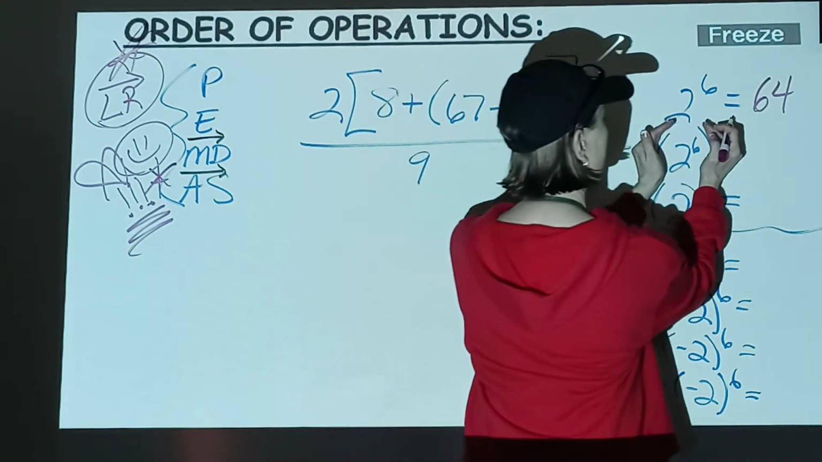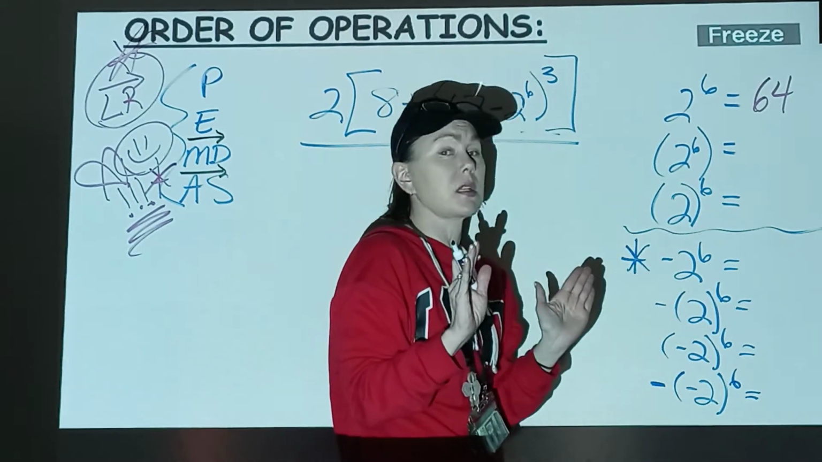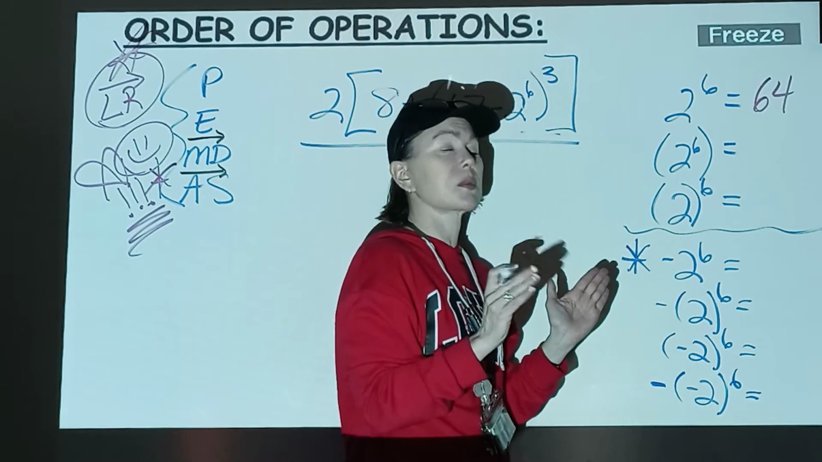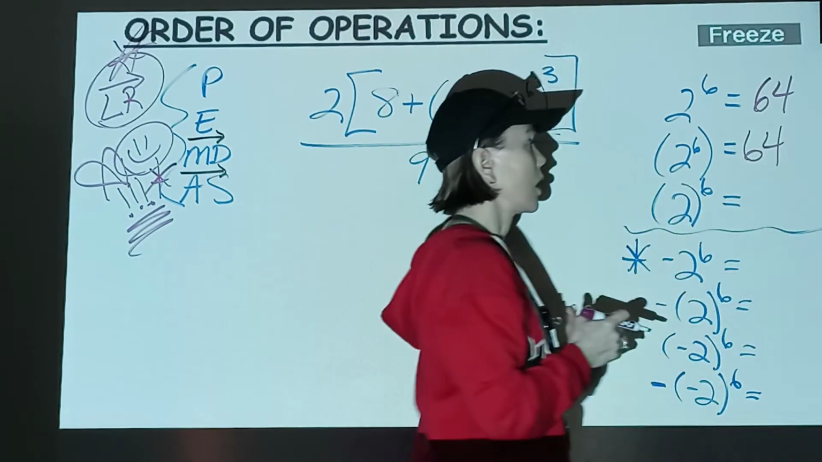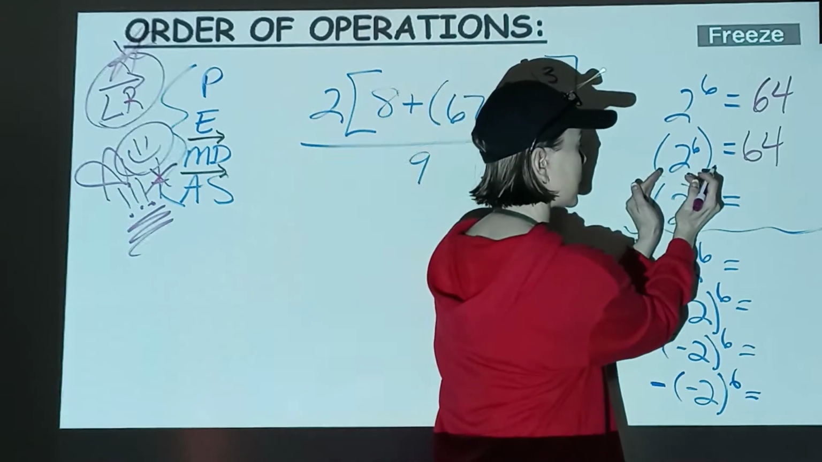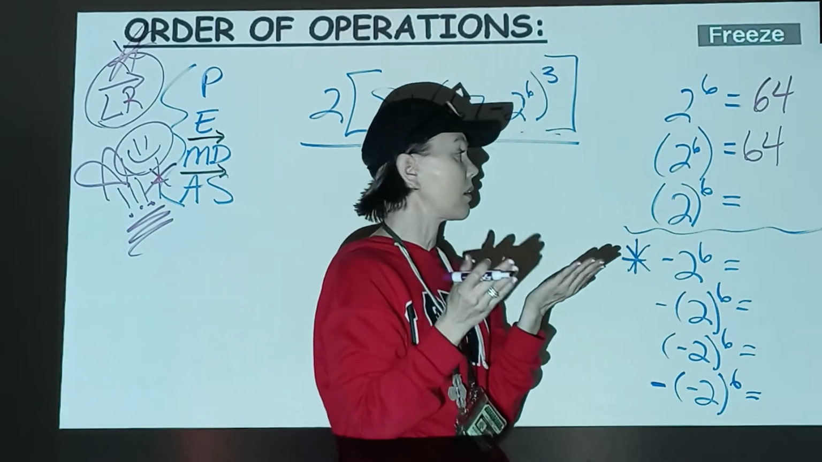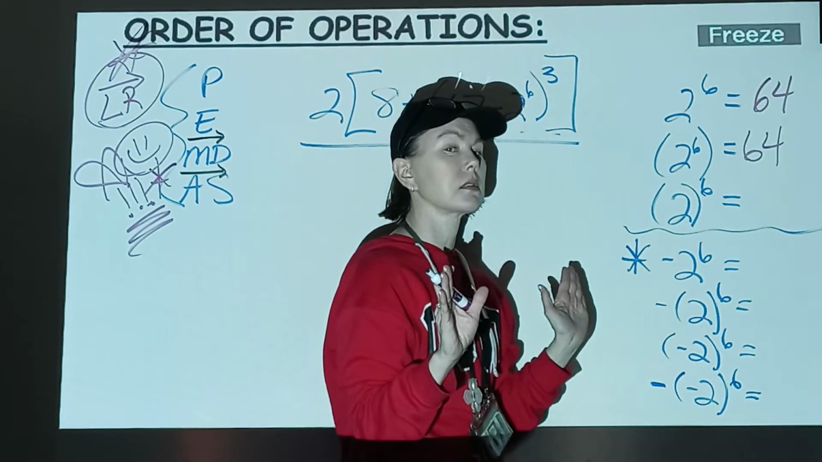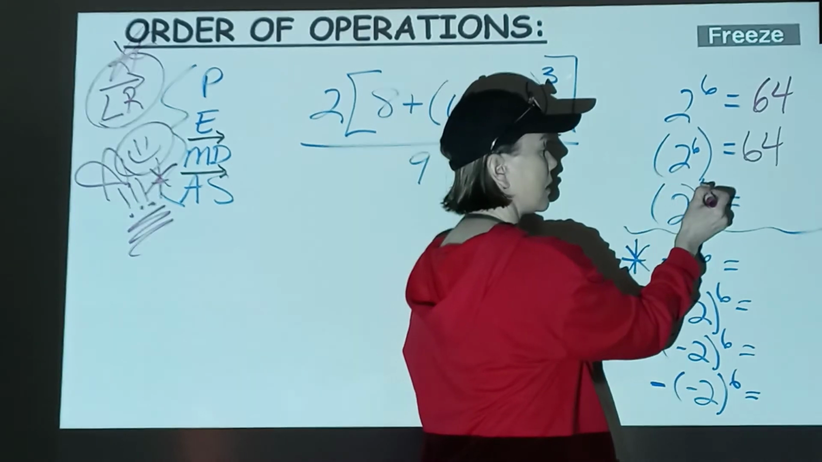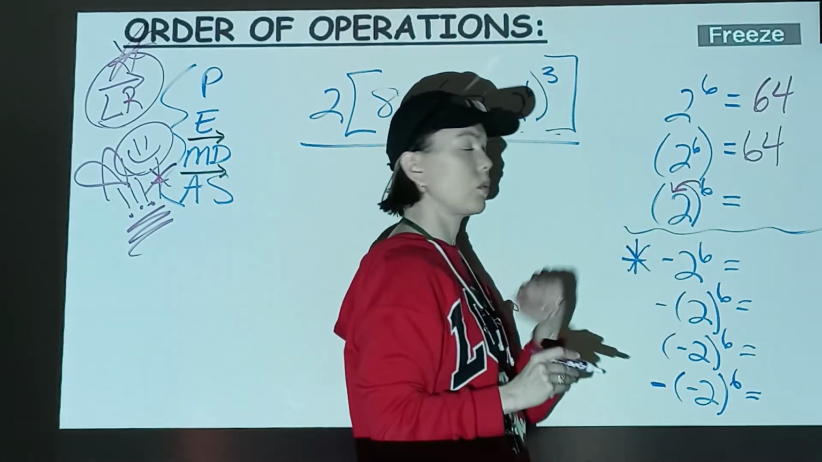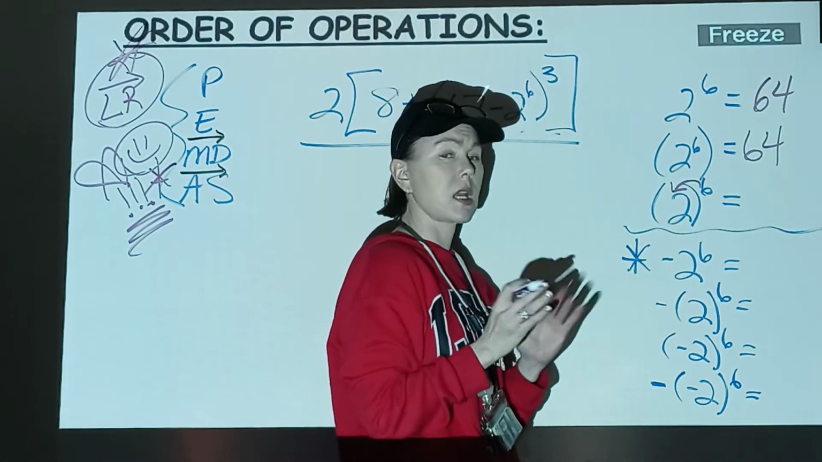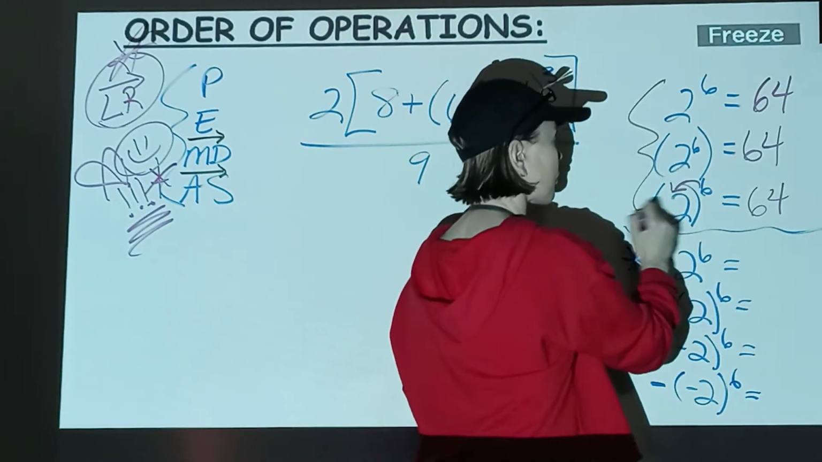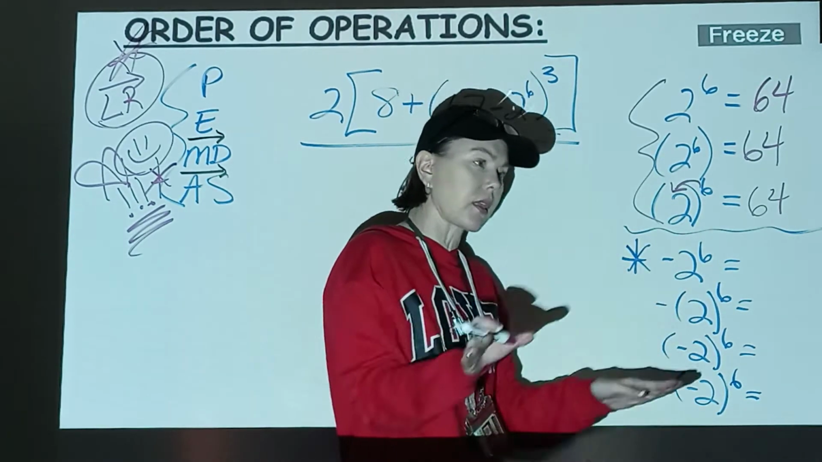But what if we put parentheses around it? Doesn't mean anything different, you guys. That's still 2 to the 6th power. What if you put parentheses around the 2 and then put the exponent on the outside? Doesn't mean anything different, because this exponent is talking to what's inside. Same deal, 64. No difference. So all 3 mean exactly the same thing.